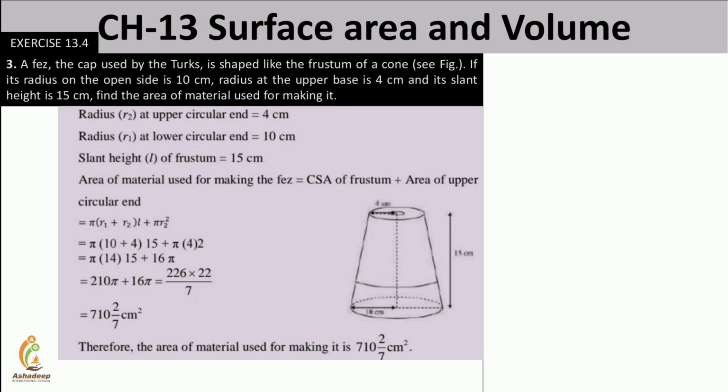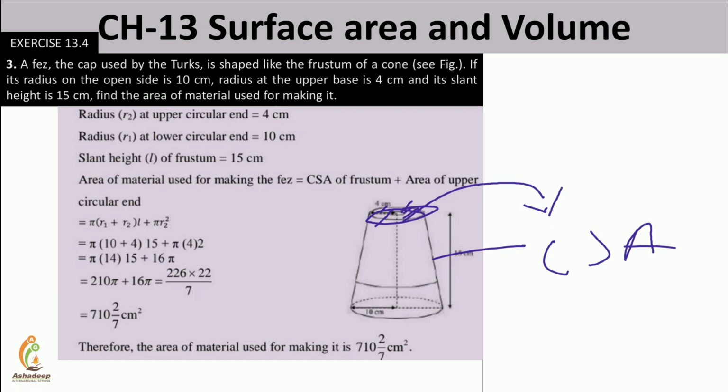So these are the instructions given. Radius r2 is the smaller, r1 is the bigger, and the slant height is given. Now what you need to do is, this portion is open, so we need not take it into consideration, but this is there. So this is the curved surface area, and we know the curved surface area of a frustum of a cone, but the top portion is packed, so that material is used, and that is why we need to consider it.